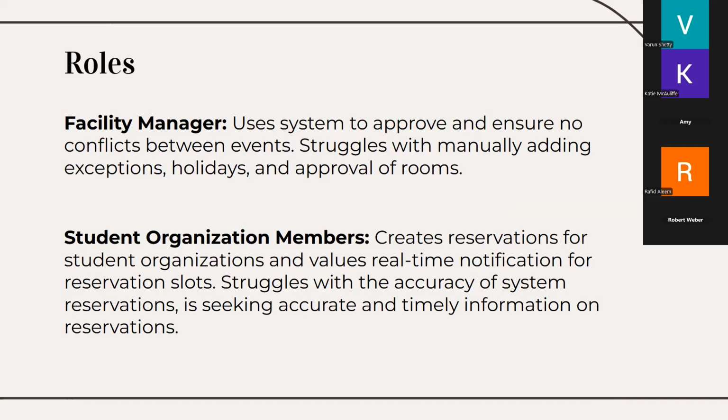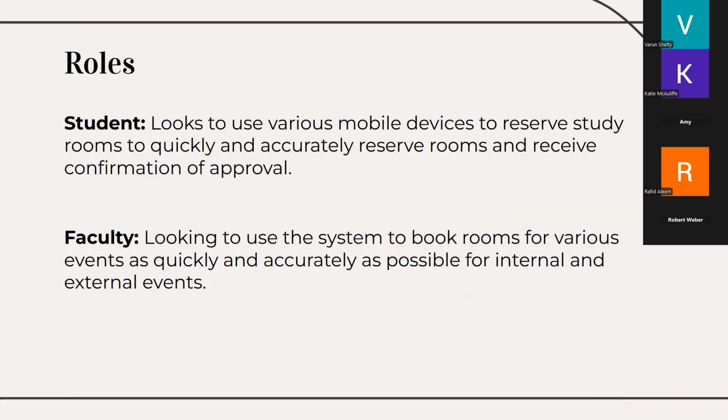As you can see, the roles that we have in hand are like the facility manager, who has to approve events but struggles to do that, especially since holidays and exceptions aren't automatically entered. We also have the student organization members who really value real-time notification, but don't quite have that right now. And moving on to our other users, the students who just might want to reserve on a daily basis for their own personal use, along with faculty who want to book things for their own events and for internal and external events. So moving on to process one.